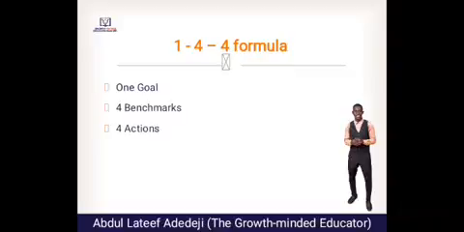Now the second thing you have to do is identify that one goal. Then the second thing is identify four benchmarks, divide it into four. Let's say you have 6 million naira now. What you want to do is divide it into four. That will give you 1.5 million naira per quarter. So first quarter you make 1.5 million, second quarter you make 1.5 million, third quarter 1.5 million, fourth quarter 1.5 million.